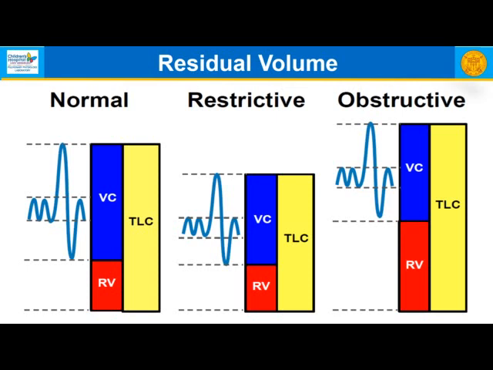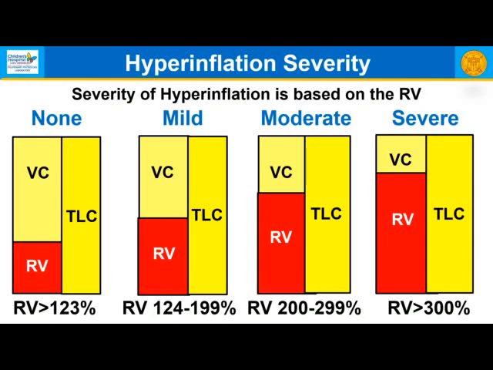And this is shown here. So here, in restrictive disease in children, you can see this residual volume is not decreased very much, but the ratio is going to be. In obstructive disease, you might have a large TLC, or even if it's normal, the residual volume is large, and this would be hyperinflation.